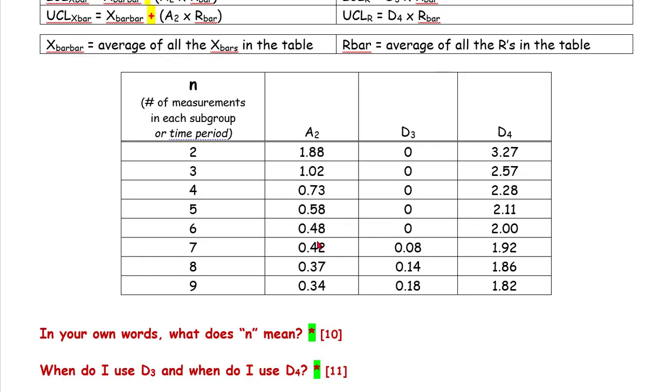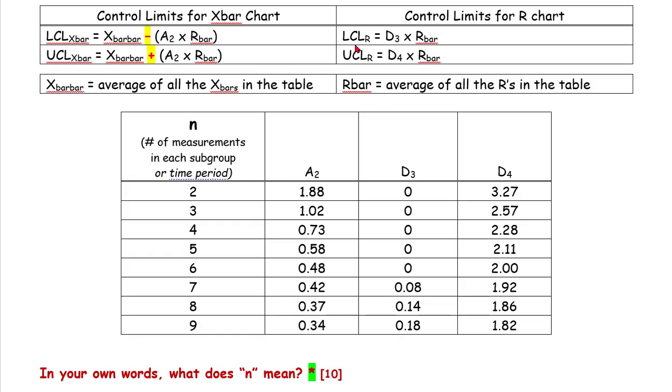So in your own words, what does N mean? It just means how many parts I'm measuring in a given period of time. If I'm measuring 5 parts, N equals 5. If I'm measuring 7 parts every 2 hours or 7 parts every hour, N is going to be 7. When do I use D3 and when do I use D4? Well, you're going to use D3 whenever you're calculating the lower control limit for the range chart. You're going to use D4 when you're calculating the upper control limit for the range chart.